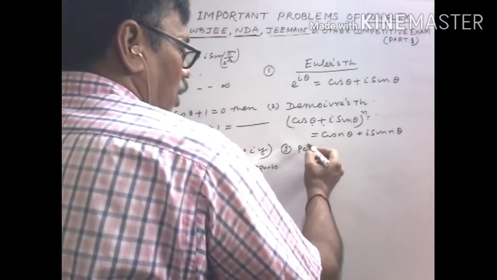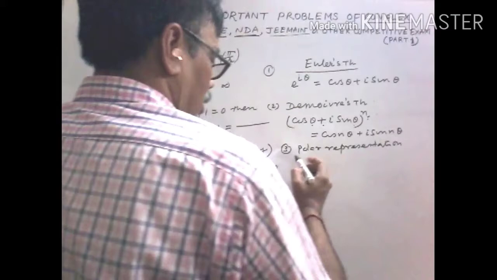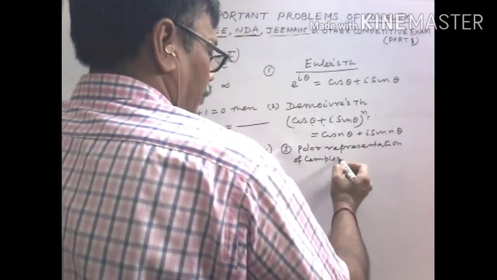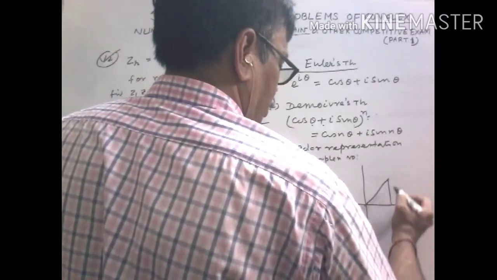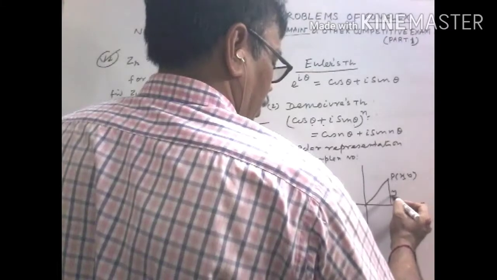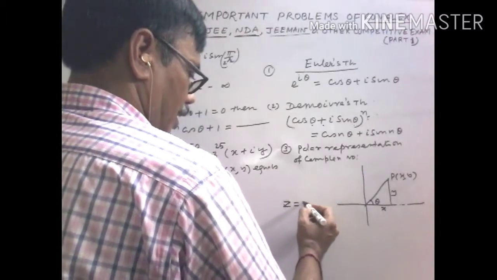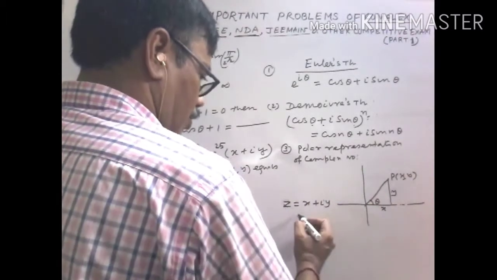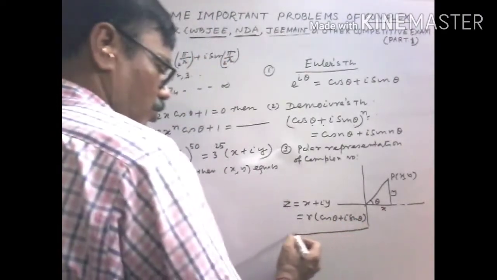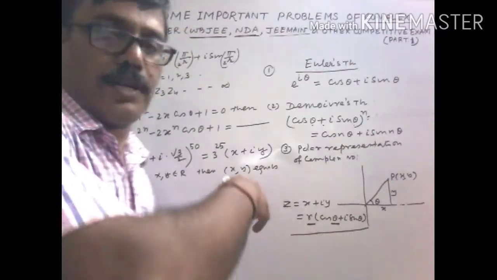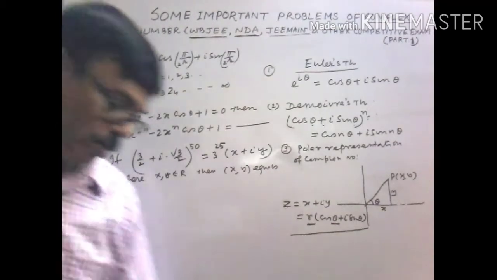And number 3, polar representation of a complex number. If it is P(x, y) and this angle is theta, then z equals x plus iy. So x is r cos theta, so r common, cos theta plus i sin theta. So r is the modulus, theta is the argument. So these are the working tools for solving this problem.